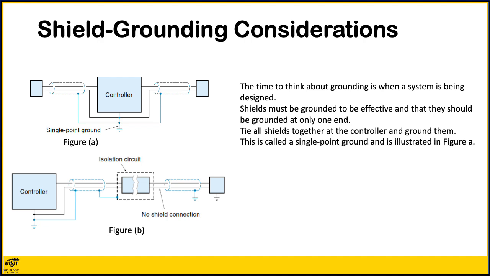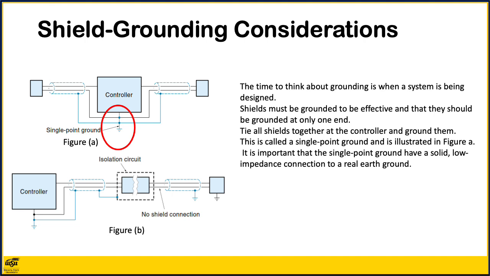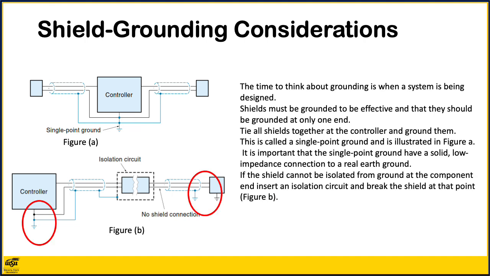This is called a single point ground and is illustrated in Figure A. It is important that the single point ground have a solid, low impedance connection to a real earth ground. Otherwise, noise coming in on one shield will re-radiate out on all the other shields. Sometimes the shield cannot be isolated from ground at the component end. In such cases, the best approach is to insert an isolation circuit and break the shield at that point, as shown in Figure B. This approach has the advantage of allowing individual components to be grounded for safety reasons, yet preventing ground loops.